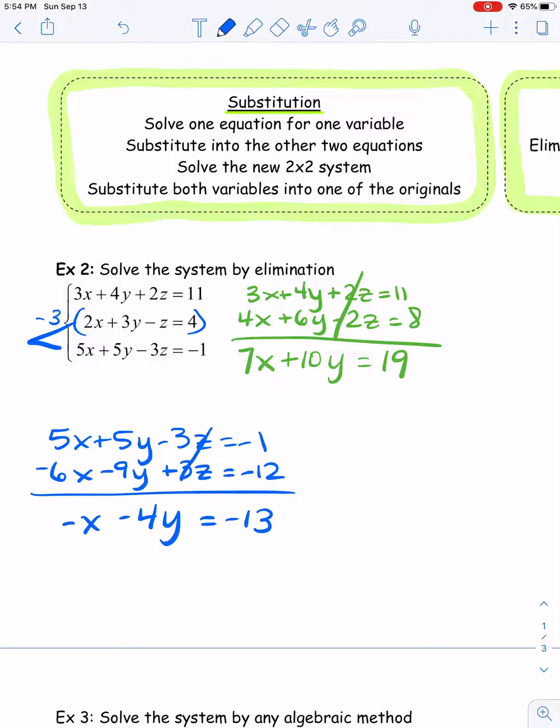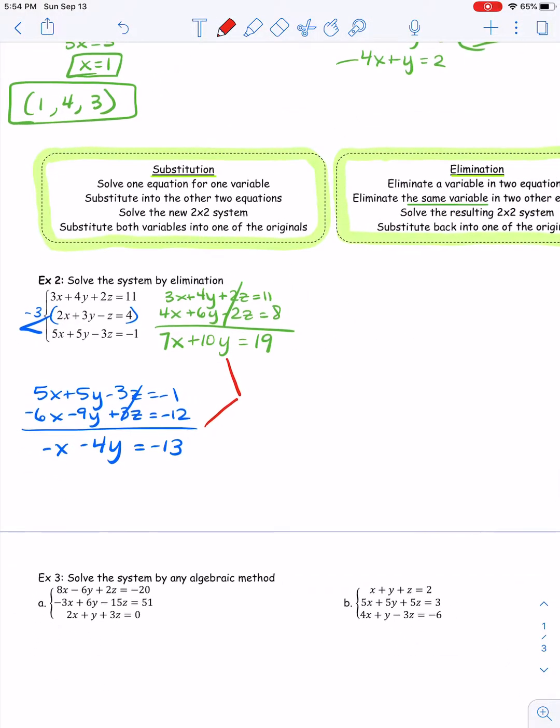So now I have a 2 by 2 system. Okay, so with my 2 by 2, talking about these two right here, I'm creating a new system. So I have 7x plus 10y equaling 19, and I have negative x minus 4y equaling negative 13. I am going to go with elimination on the x variables, because I can just multiply the second by 7.